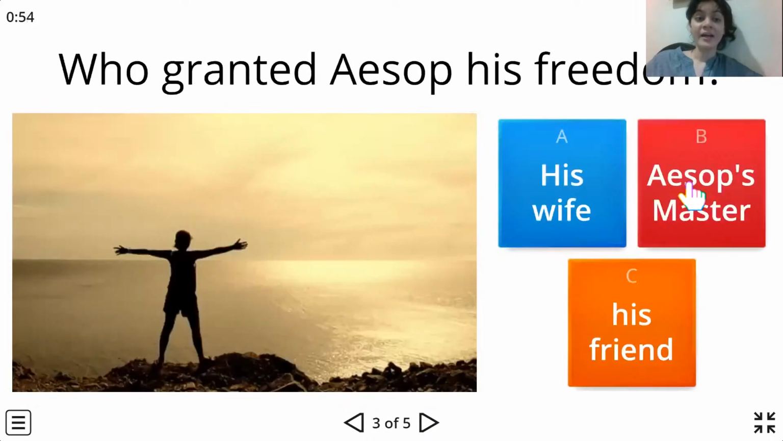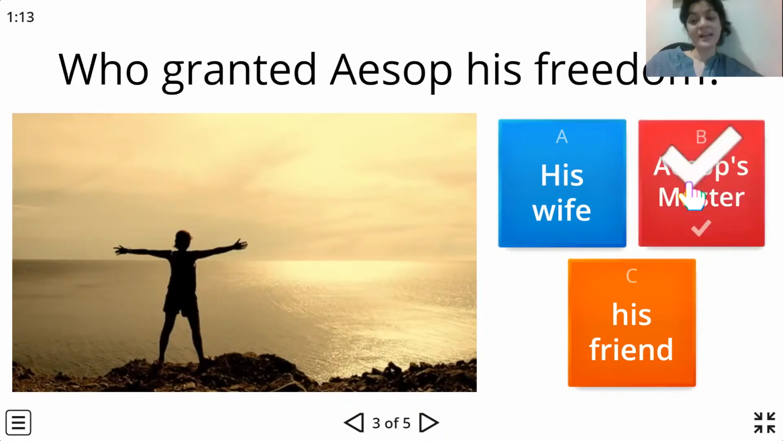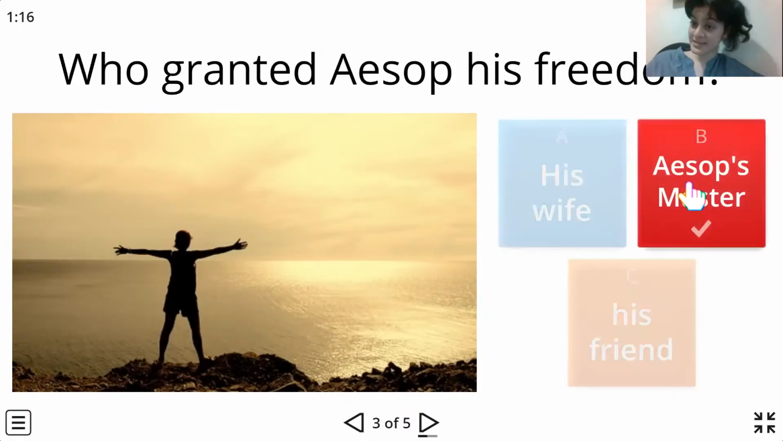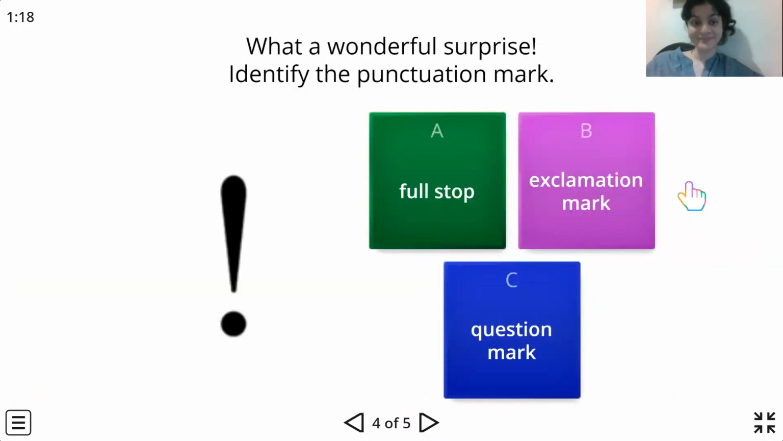Okay. Who granted Aesop his freedom? His wife, his master, or his friend? So Aesop was a slave and he lived in a wealthy Roman family. So of course, he was ruled and controlled by his master, and only his master could give him the freedom. Hence, it was Aesop's master who gave him the freedom.